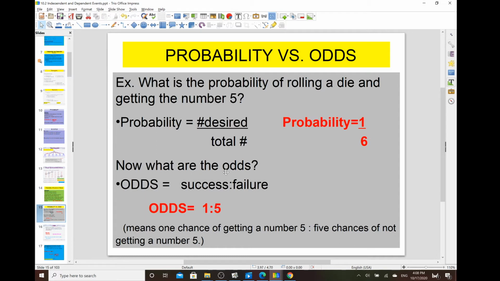And now, what are the odds? The odds are success versus failure, so the ratio would be 1 versus 5. Because there's only one successful outcome, and the rest of those chances are all failures. It's either getting 1, 2, 3, 4, or 6. That means 1 chance of getting a number 5 and 5 chances of not getting a number 5. So success versus failure.